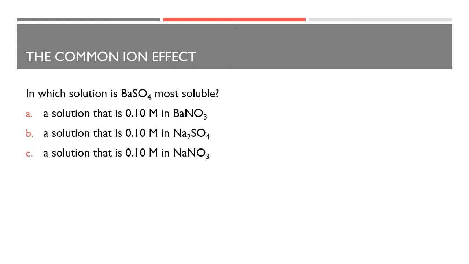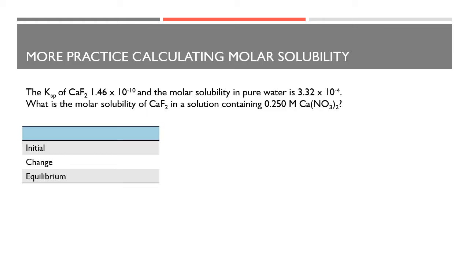In which solution is barium sulfate most soluble? I'm going to have you try to answer this on your own, and then we'll go over the answer. So in letter A, we already have barium dissolved in that solution. So that will make barium sulfate less soluble because the barium is already dissolved. In letter B, we already have sulfate dissolved in the solution. And in letter C, neither barium nor sulfate is dissolved, so we can dissolve the most amount of barium sulfate in solution C, the solution that contains 0.10 molar sodium nitrate.